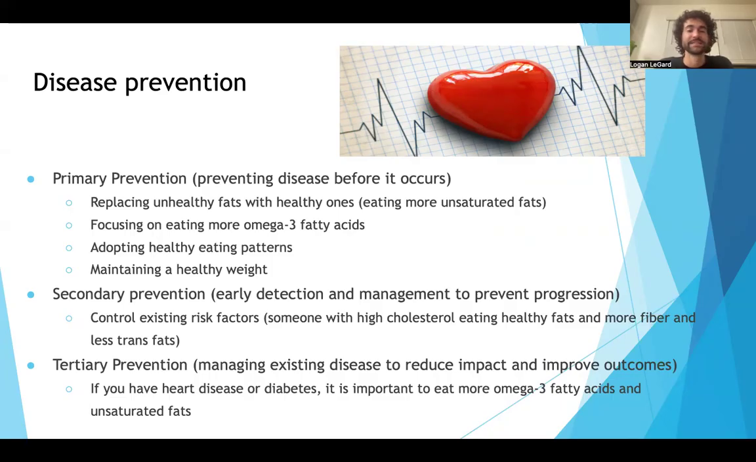Secondary prevention is early detection and management to prevent progression. So we can control existing risk factors. For someone with high cholesterol, that means eating healthy fats and more fiber and less trans fats, and just trying to eat less cholesterol overall. And then tertiary prevention is managing existing disease to reduce impact and improve outcomes. So if you have heart disease or diabetes, it's important to eat more omega-3 fatty acids and more unsaturated fats.